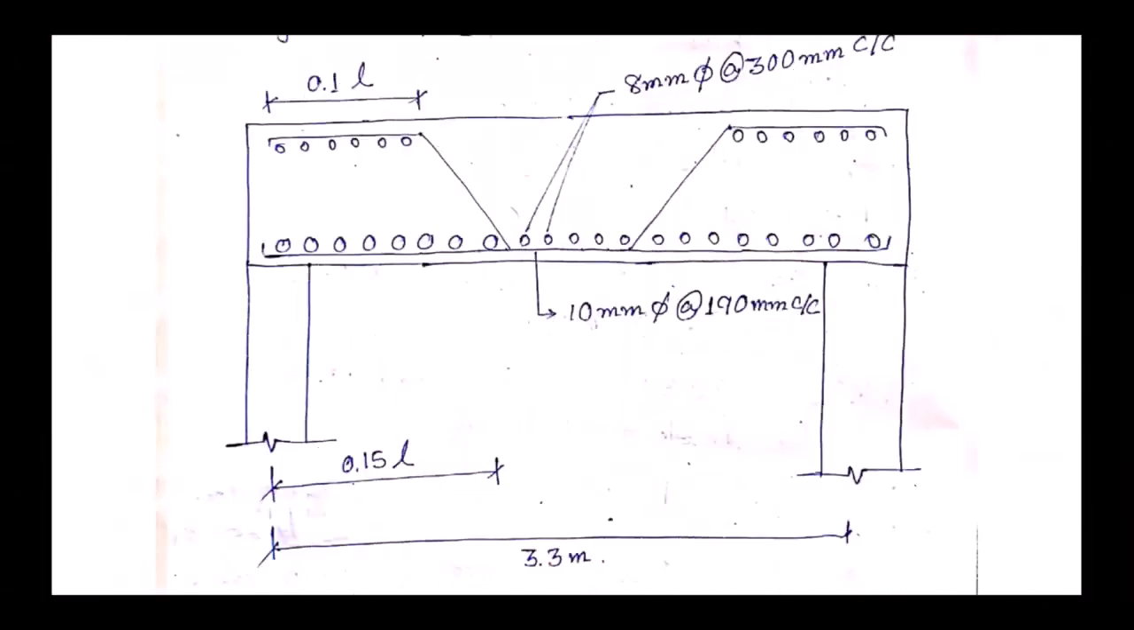So let's check the drawing. This is the drawing. So the main bar is 10 mm dia at the rate of 190 mm center to center, and distribution steel is 8 mm at the rate of 300 mm center to center. So here the solving of the problem for one way slab ends.